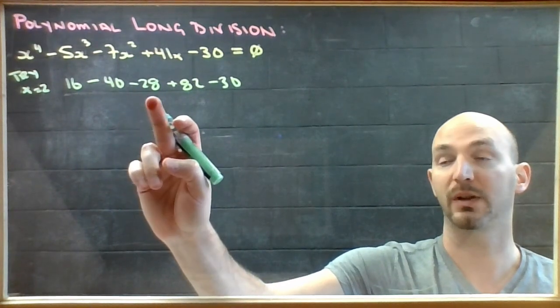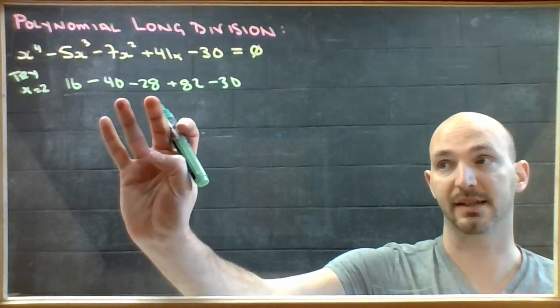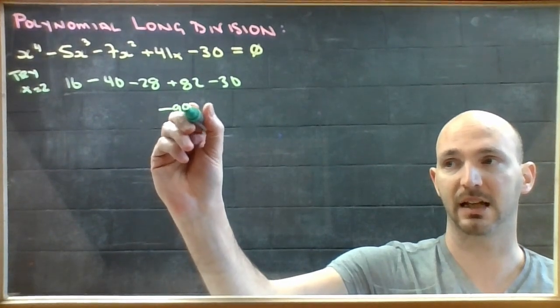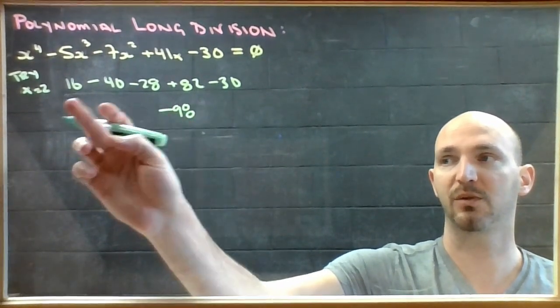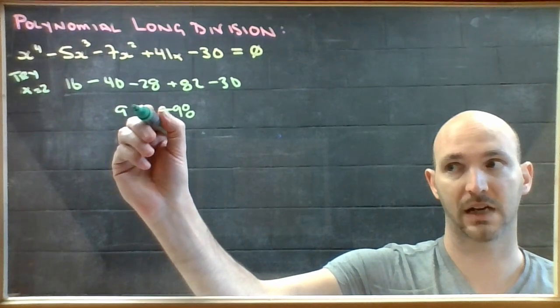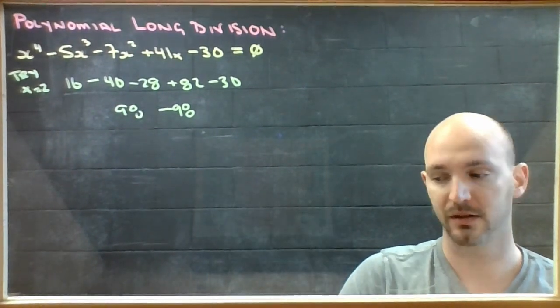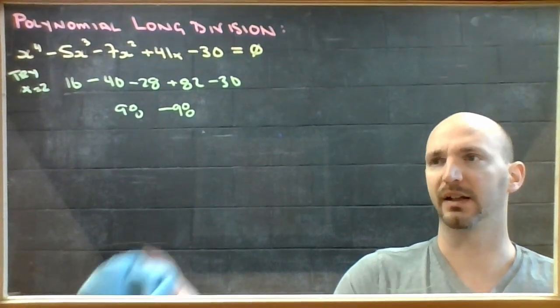Well, minus 40 and minus 28 is minus 68. Minus 30 would be minus 98. And 82 plus 16 is 98. So 98 minus 98 is 0. That one worked.